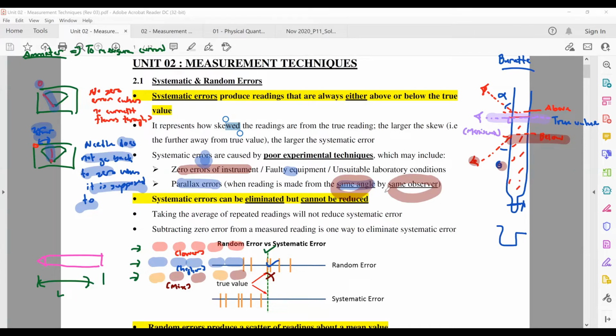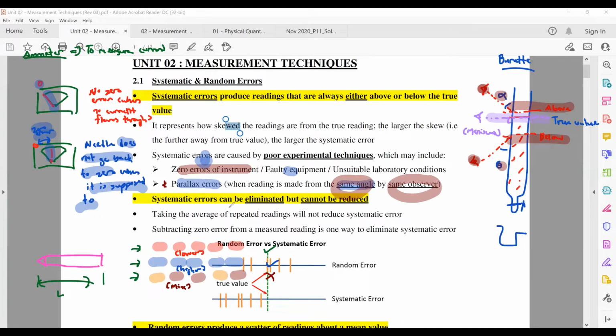But if, let's just say, you have two different observers, and you are measuring at two different angles, you will get a combination of values that are both above and below your true value. So you will not have systematic error here. Okay, so that's why we told you here, parallax error can cause systematic error, but only if it's made by the same observer at roughly the same angle.